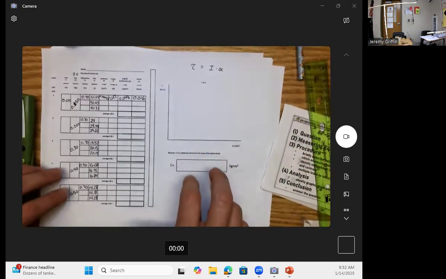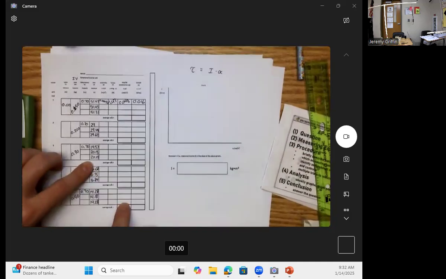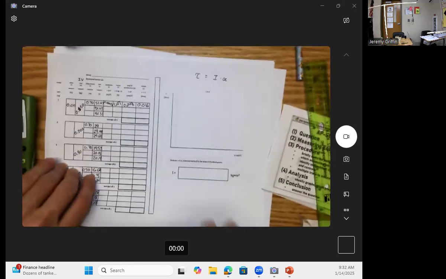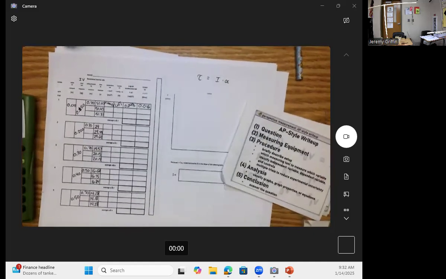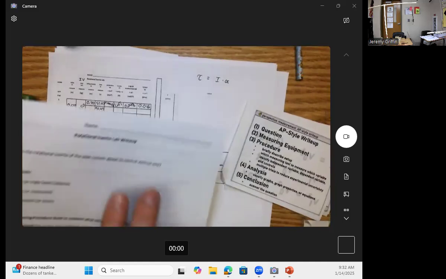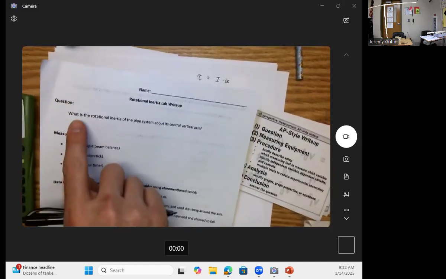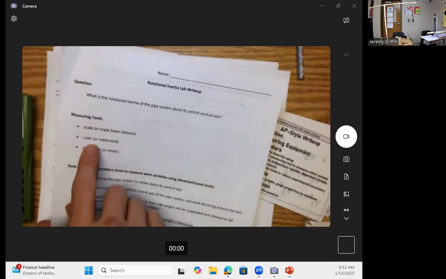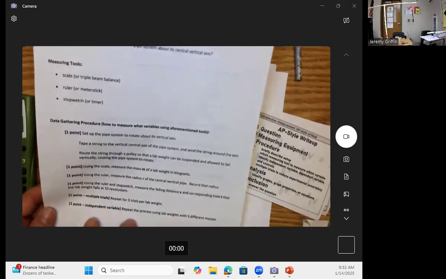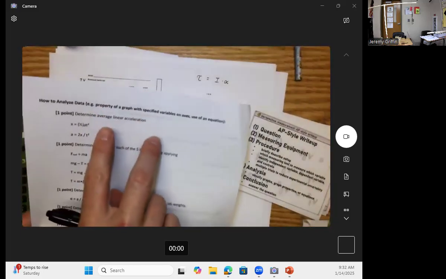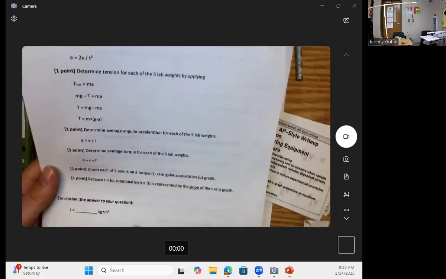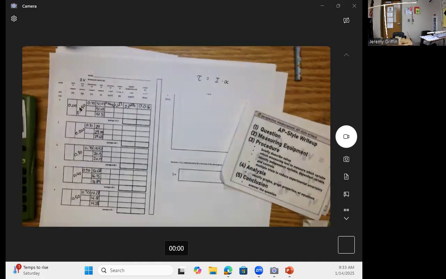So I think we'll have to do this. Come to class tomorrow with this data calculated. We'll put the graph together, and also have a procedure written because I do have an AP rubric write-up. Got this rotational inertia lab write-up. What's the question? What are the measuring tools? You figure out what we use. Data gathering procedure, I have about 6 points right there. What's the analysis? I got a few equations and graph properties, and then we're going to get a conclusion. So we'll have to finish this lab tomorrow. I'll go over the scoring rubric with you for the write-up.